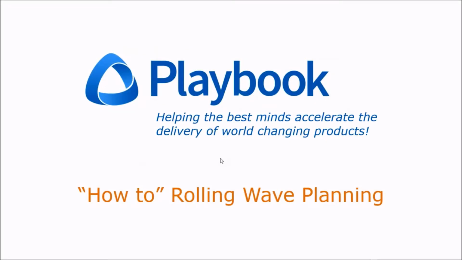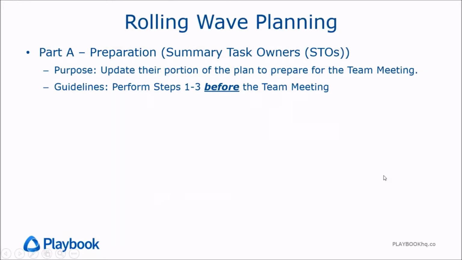So in this video, we're going to talk about how to conduct the rolling wave planning. To begin with, there's really just two parts to the rolling wave planning process. Part A is some preparation that the team does, chiefly the project manager and the summary task owners, those people that are owners of portions of the plan.